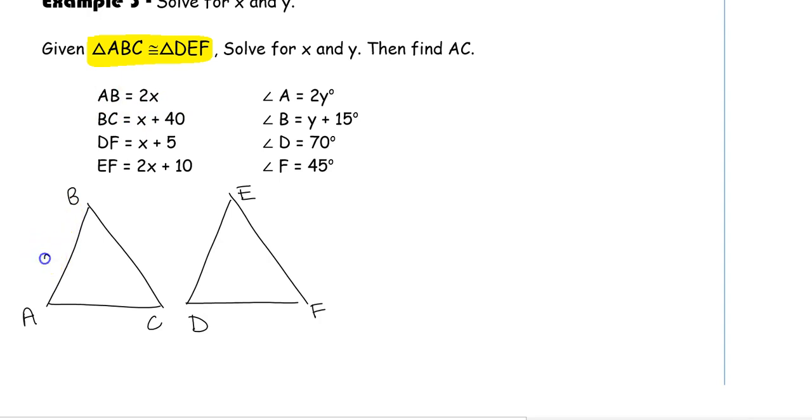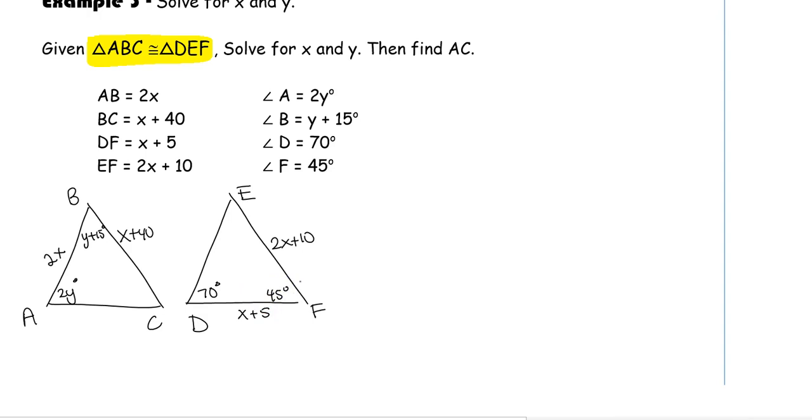I have segment AB is 2x, BC is x plus 40, DF is x plus 5, and EF is 2x plus 10. Then we have that angle A is 2y, angle B is y plus 15, angle D is 70 degrees, and angle F is 45 degrees.